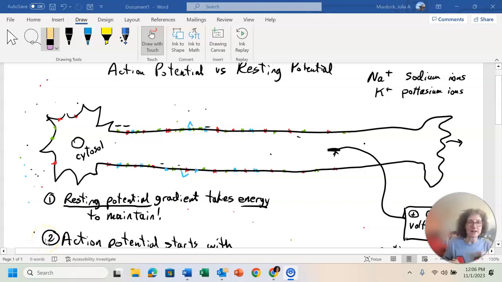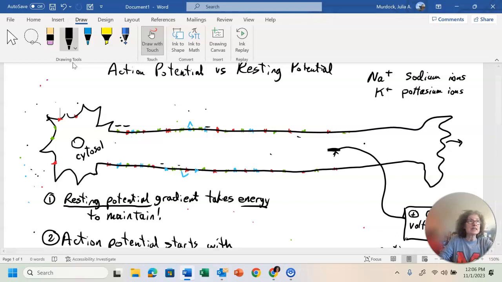Hi, this is Mrs. Murdock, and I'm going to talk about action potentials and resting potentials today as they occur on a neuron. So I've drawn a picture of a neuron here, and the first thing I want to remind you is that this really is a cell transport problem. So things are moving across membranes here.